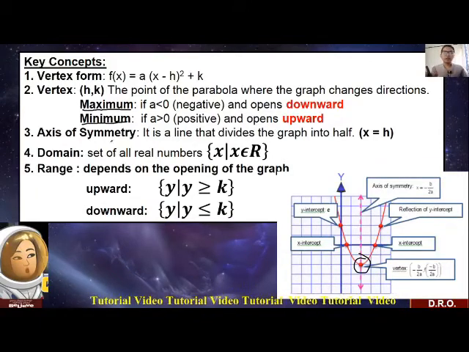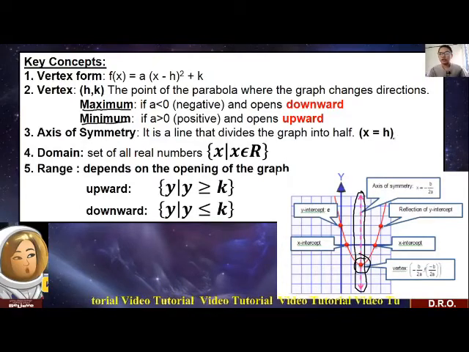Third key concept, we have the axis of symmetry. The axis of symmetry is the line that divides the graph into half. As you can see on our illustration on the lower right of your screen, we have our axis of symmetry represented by a broken line with 2 arrowheads. The equation for the axis of symmetry is given as x equals h, wherein h will be our x coordinate in our vertex.